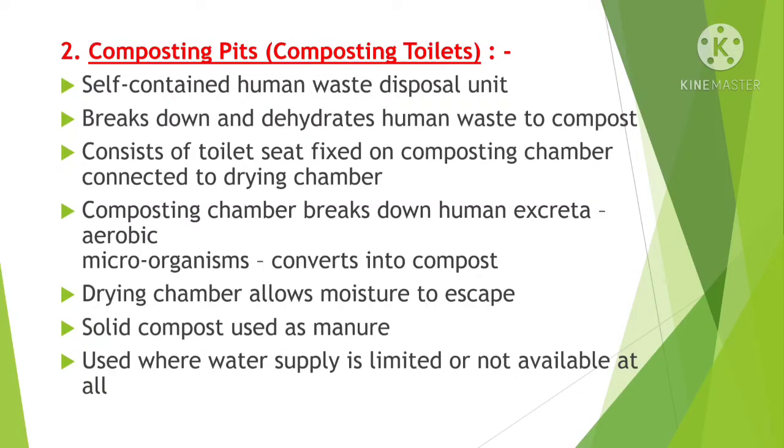Now a composting toilet consists of a toilet seat which is fixed on a composting chamber. Now this composting chamber is connected to a drying chamber. Now the composting chamber or the composting part of the pit breaks down the human waste with the help of aerobic microorganisms or aerobic bacteria and converts it into a compost or the manure.